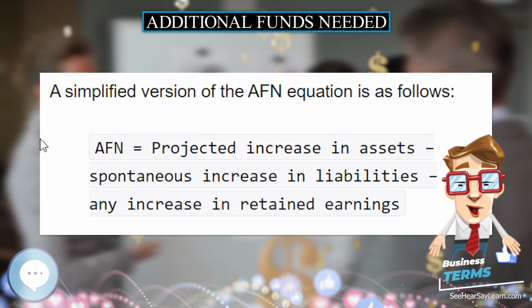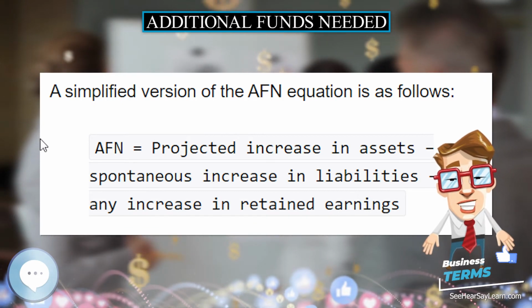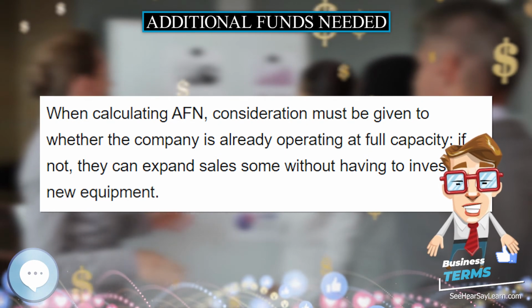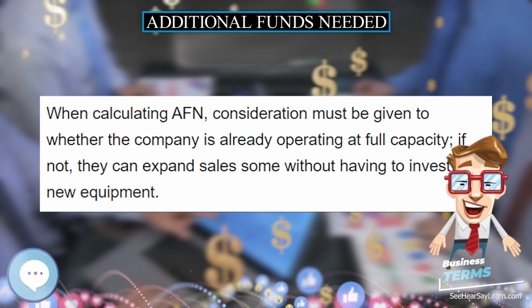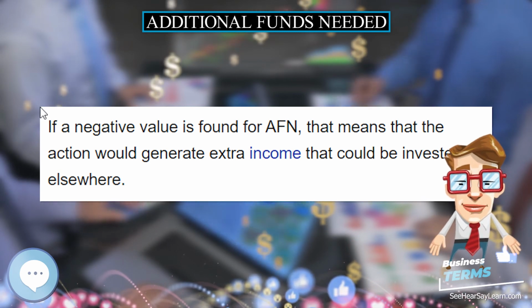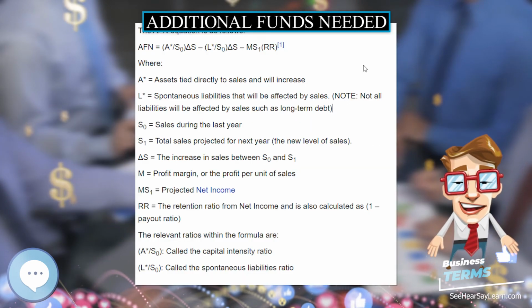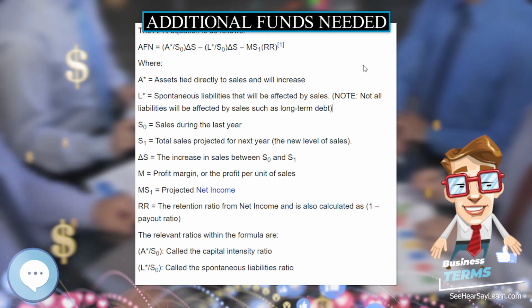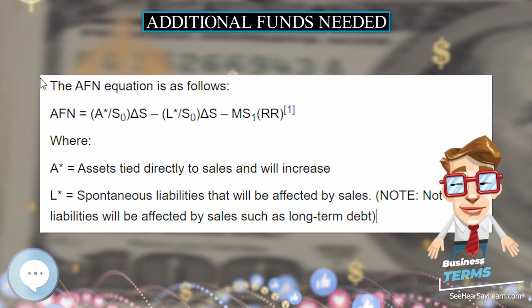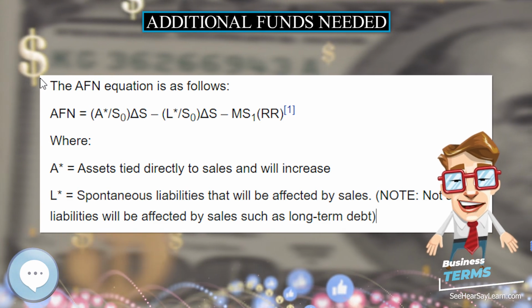M equals profit margin, or the profit per unit of sales. MS1 equals projected net income. RR equals the retention ratio from net income and is also calculated as 1 minus the payout ratio. The relevant ratios within the formula are A/S0, called the capital intensity ratio, and L/S0, called the spontaneous liabilities ratio.